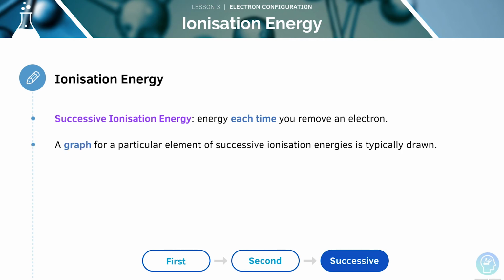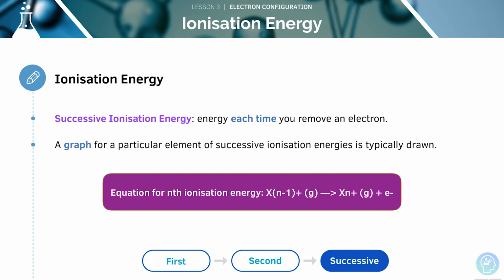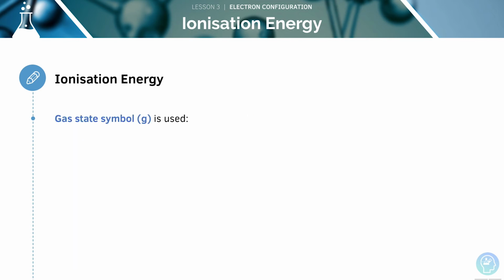The successive ionisation energy is the energy each time you remove an electron. When talking about successive ionisation energies, we often draw a graph for a particular element of the first ionisation energy, second ionisation energy, third ionisation energy, and so on. This is an example of what the equation would look like. Try substituting in various numbers to see how this would work.